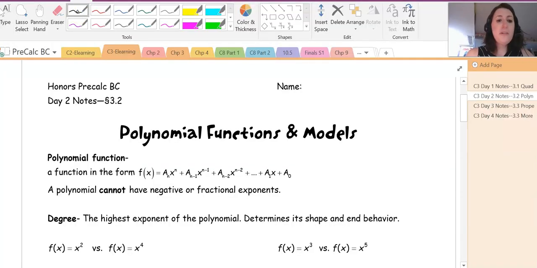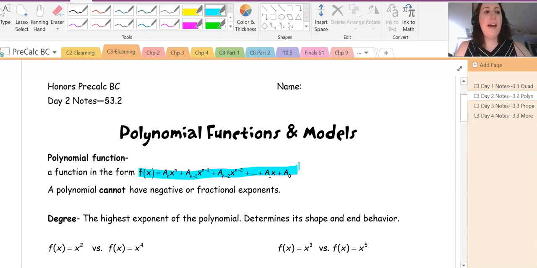Well, a polynomial function is a function in this form right here, and it's basically any of our equations that are like an x squared or an x cubed or an x to the fourth. They all represent smooth curves, which is called continuous, which we will get into much later. And the really big thing that we need to notice about them is they cannot have negative or fractional exponents. So if you have anything like that, we know we're not dealing with a polynomial function.